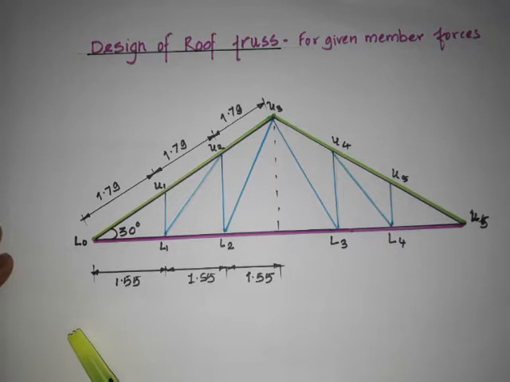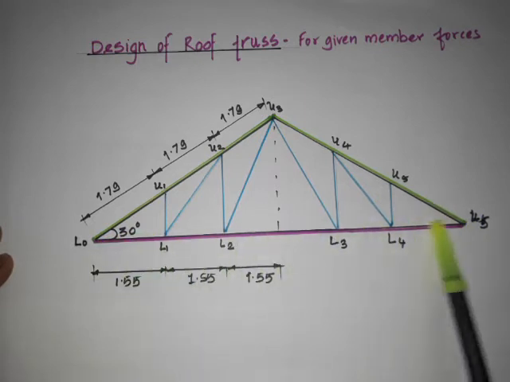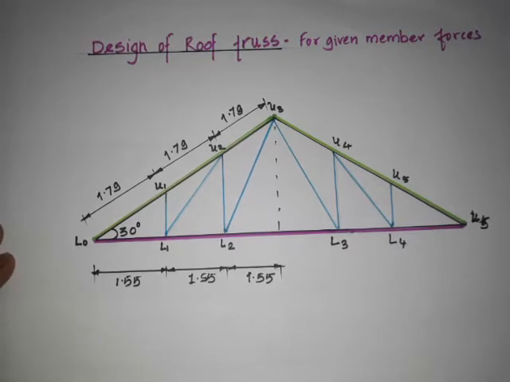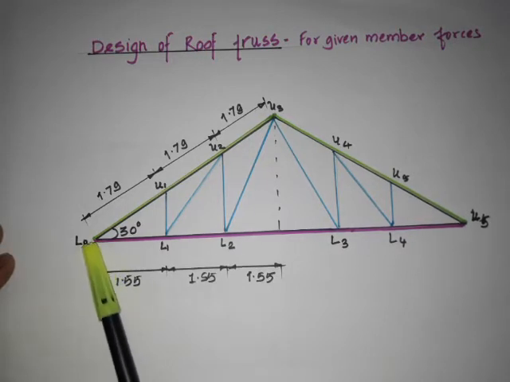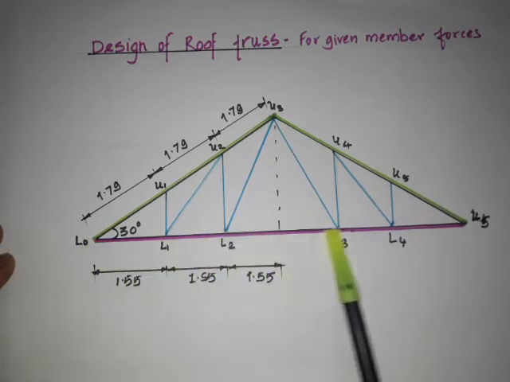Okay, so in today's session we are going to start with this member, the design of the bottom rafter or a tie beam, or it is called as main tie. So from L0 to L1, L1, L2, and so on. What you can see in the pink color, that is called as the tie beam or tie member. So we have to proceed with design of this member.